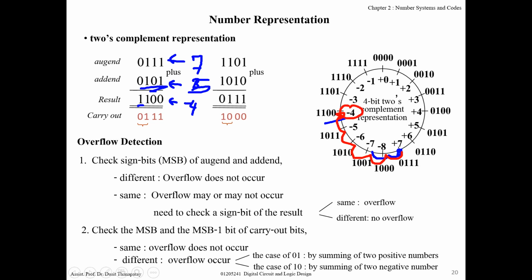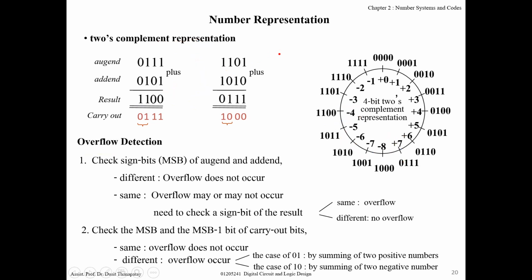Okay, add here. Because this number system is 4-bit, right? In 2's complement number system, it can represent up to plus 7. But now your result is over, right? More than 7. So it's overflow. Okay, overflow occurs.